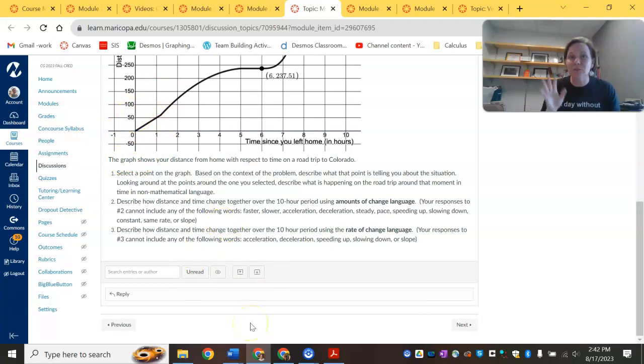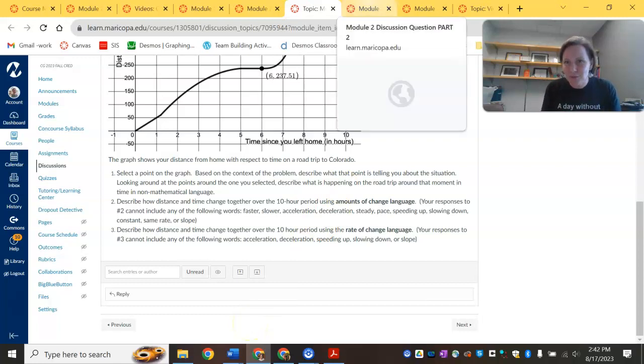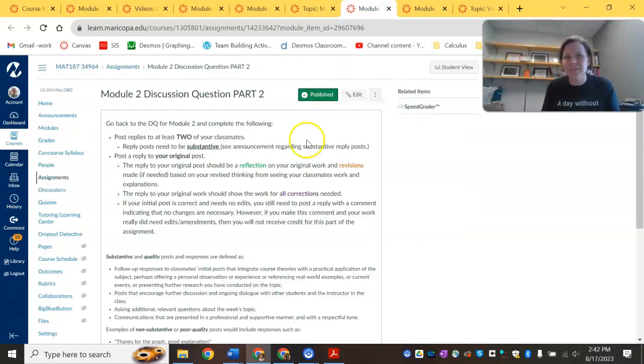You're going to have that post, that initial attempt, and then this is where part 2 comes in. So you've done your initial attempt. You're going to read through all your classmates' posts and pick 2 of them and give them some feedback. You're not just going to say, I loved what she said. Good job. That would not be substantial and would not earn you full points.